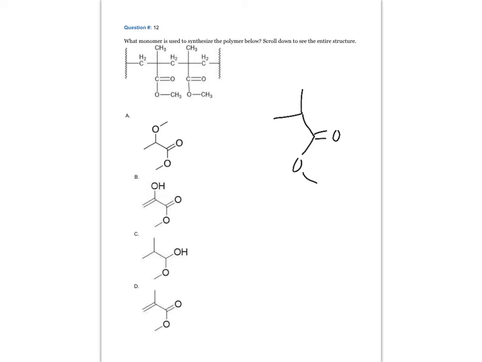And then the double bond, that's where the polymerization took place. So that's what the monomer looks like. So just draw it first, and then the answer is D. If you draw it first, that'll make it a little bit easier to sort through your choices.